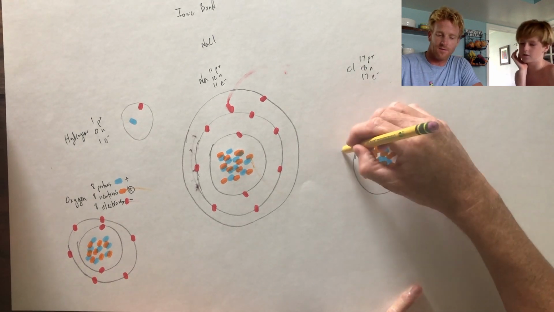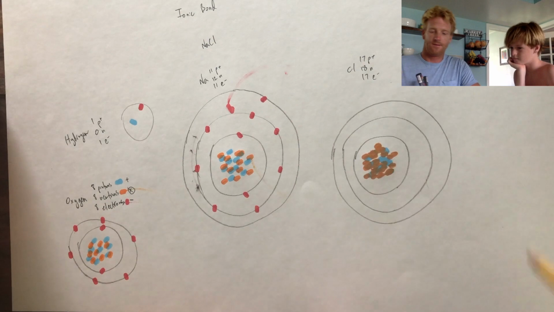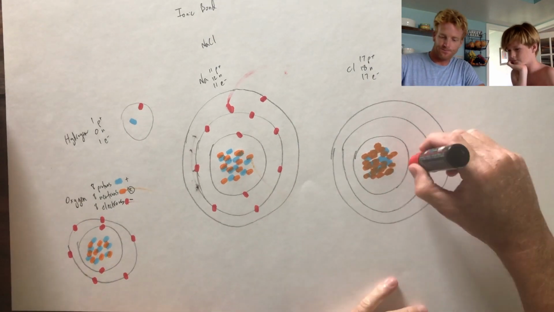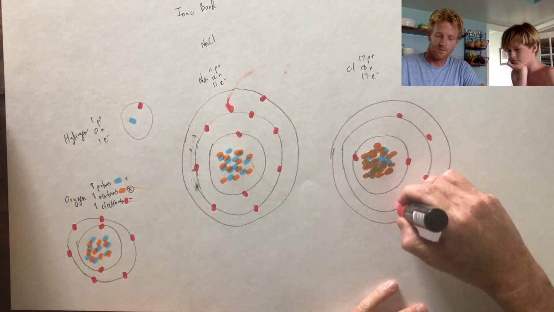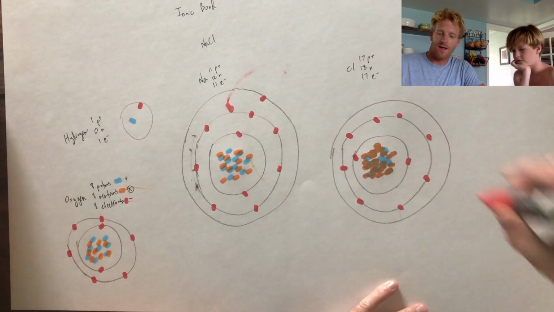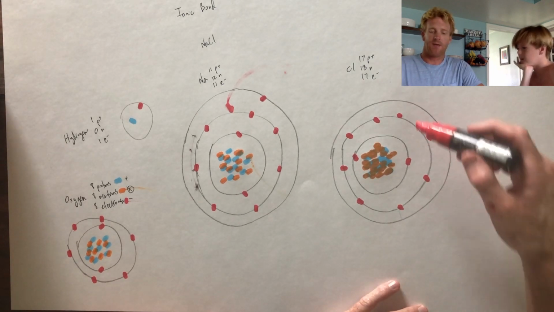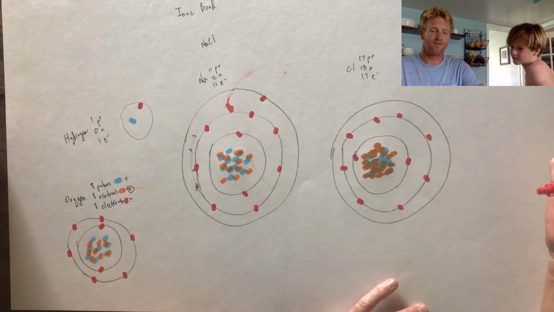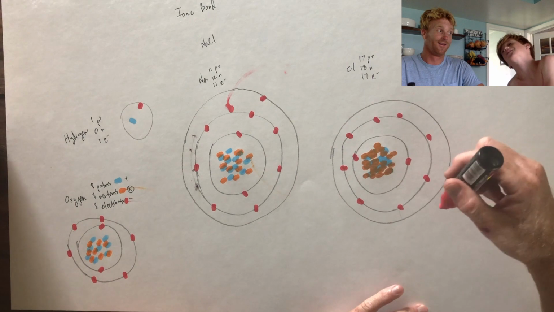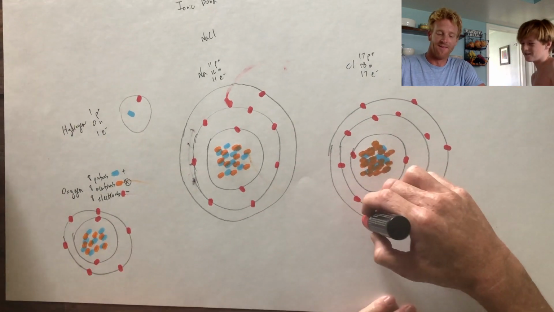How many electrons are going to be in that first shell? Only 2. How many are going to be in the second shell? 8. How many in the last shell? We have 8 plus 2, but how many electrons are there total? 17. So 17 minus 10 is 7.